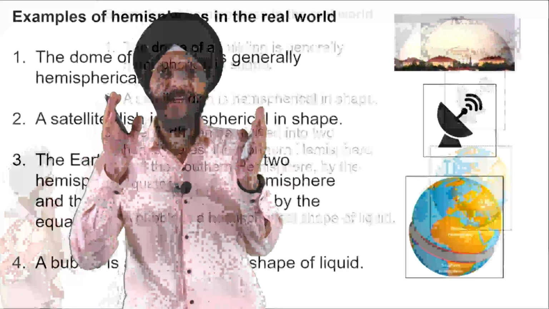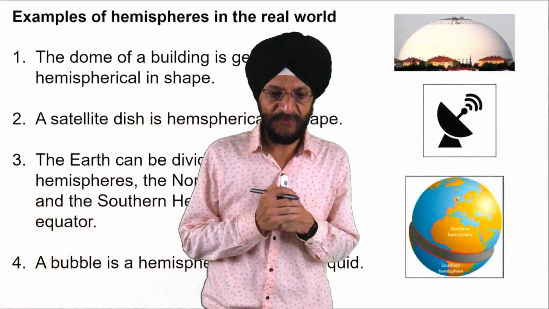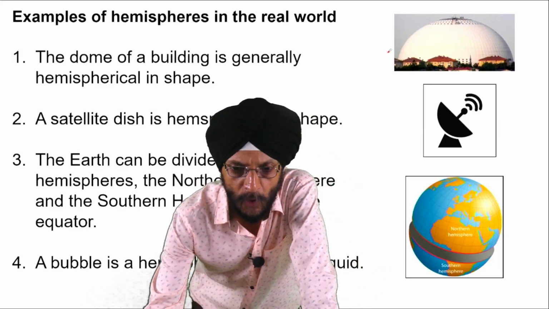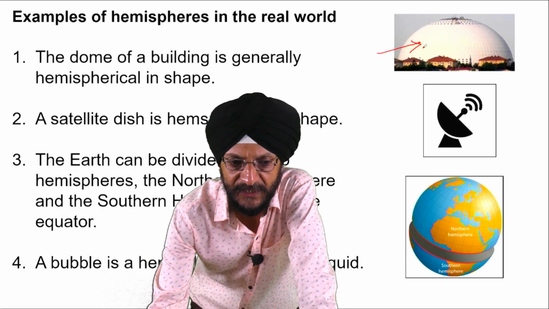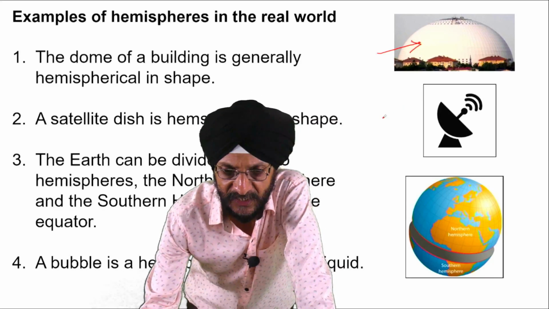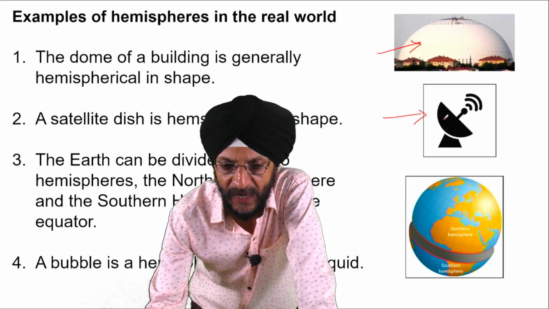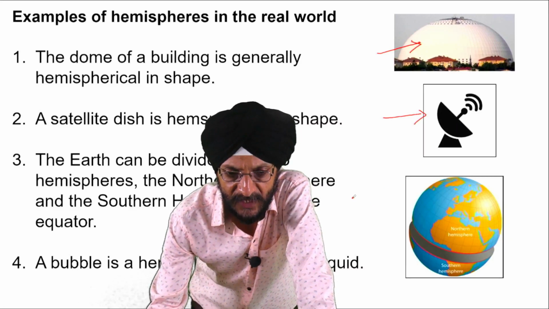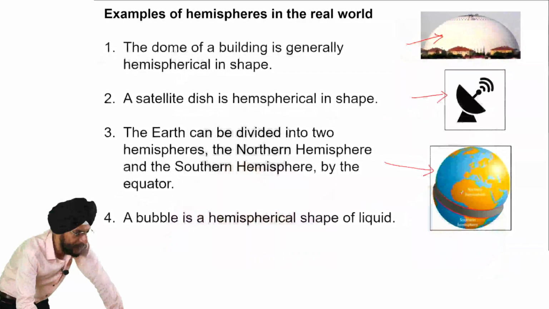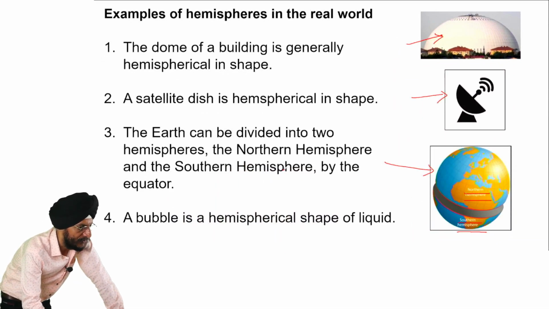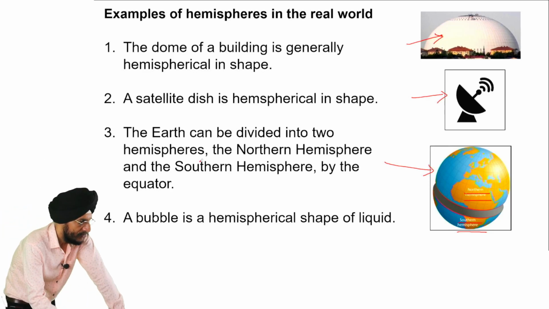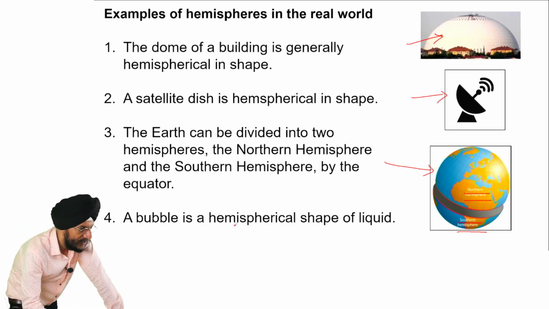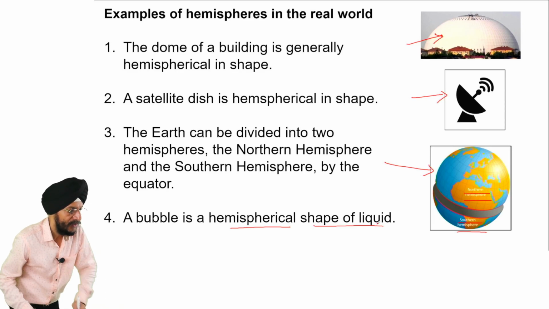Now, what are the real world examples of hemisphere? The dome of a building is generally hemispherical in shape. A satellite dish is hemispherical in shape. The earth can be divided into northern hemisphere and southern hemisphere, that is, earth can be divided into two hemispheres. A bubble is a hemispherical shape of liquid.